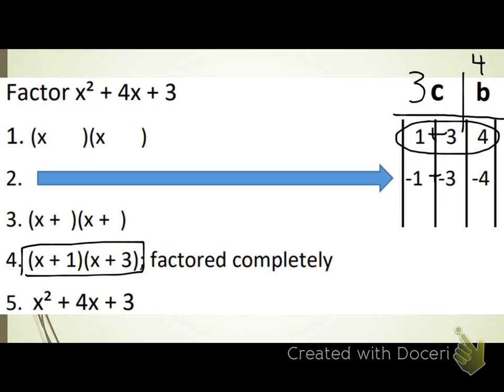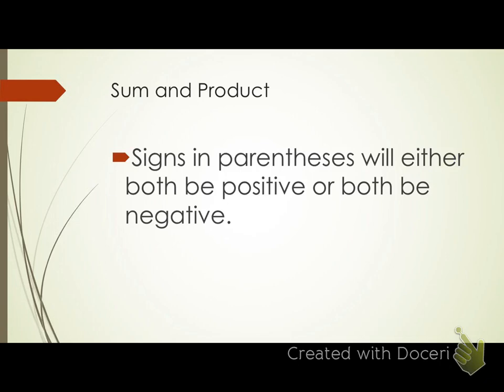Can I move on to a lot more examples? Sure. We got lots of them. So you're following. Well, you don't have to write this down. These are what we call sum and product. The signs in the parentheses will either both be positive or both be negative for the ones we're about to go over.